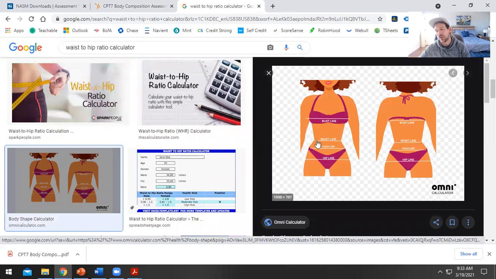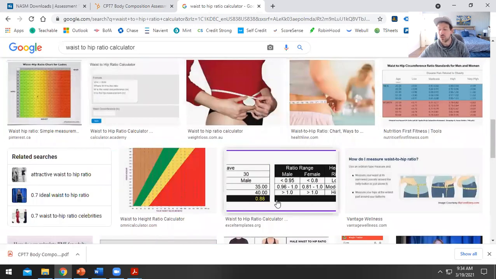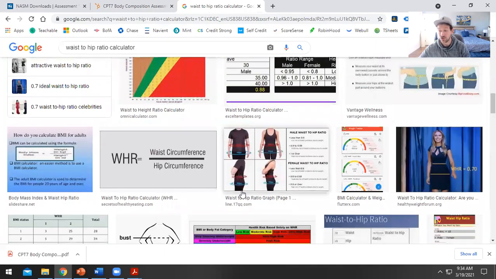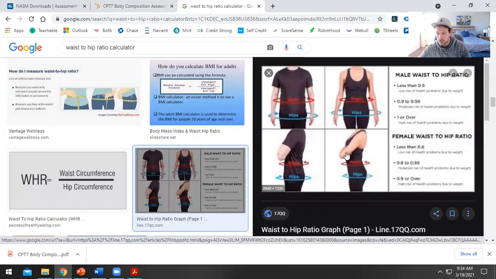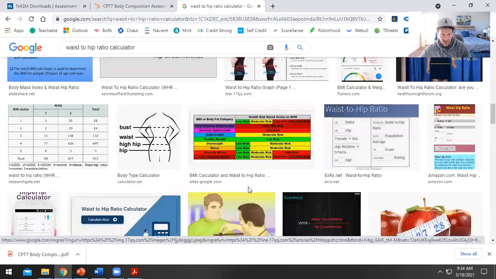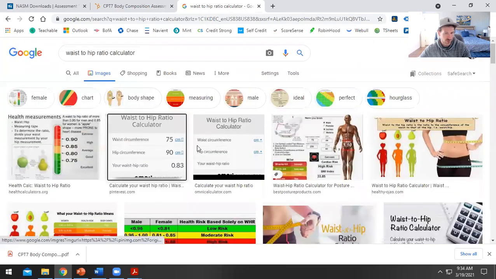So here we go, right? We go to the narrowest part of the waist and we go to the widest part of the hips, right? So narrowest part of the waist, widest part of the hips. Those are the two numbers that we are measuring, right? So let's say if we look at that, there we go. Thank you. No, actually, sorry. I wanted fake numbers. We'll go back up here.